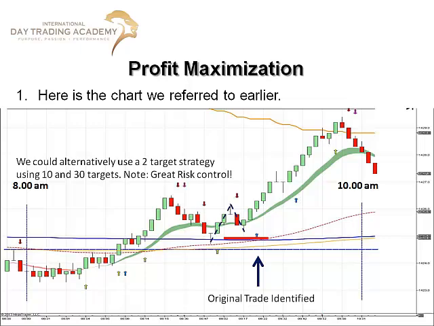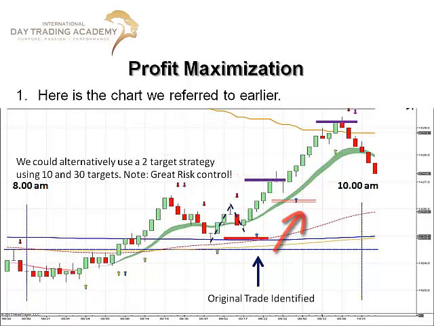Now, in this case here, if we seek to trade a double target strategy, we might seek to go for targets of 10 and 30. What a 10 and 30 strategy allows us to do is really exciting risk control. Here are my two targets at 10 and 30 ticks respectively.